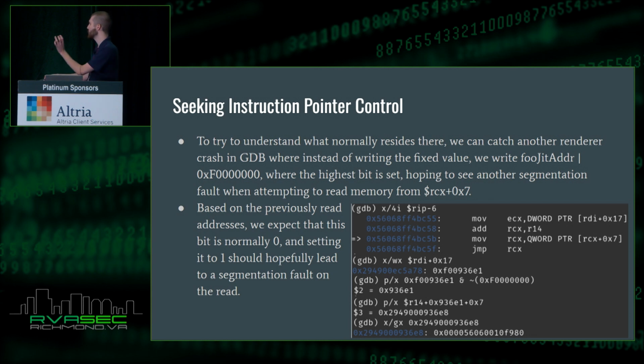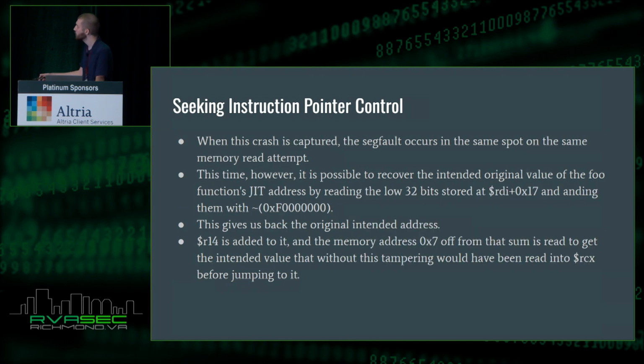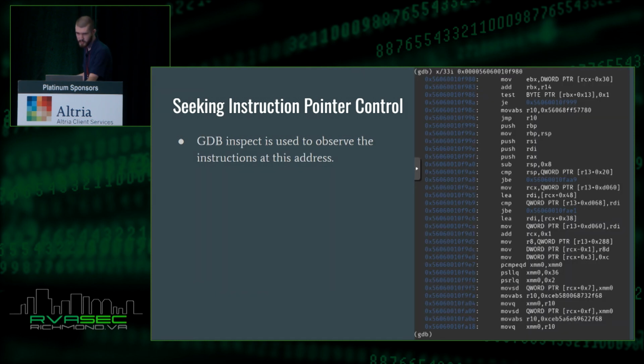And when we look at what's contained here, we see this pointer. So this pointer is a pointer to executable code that is intended to be jumped to, presumably generated by TurboFan. I think this explains that.